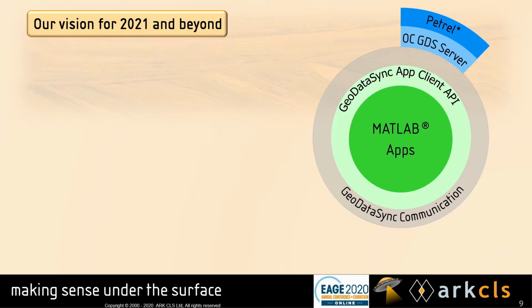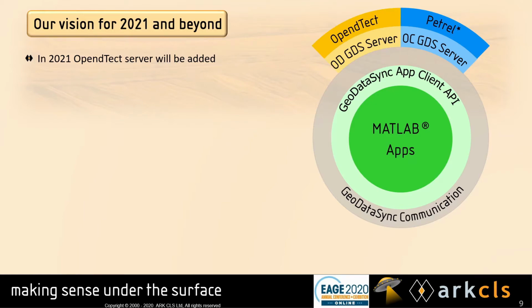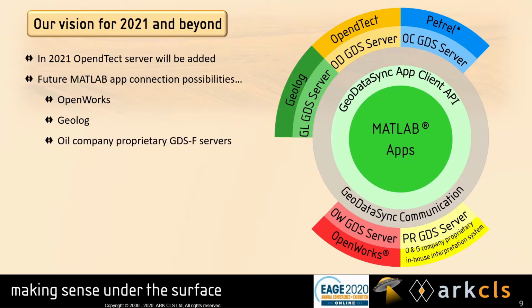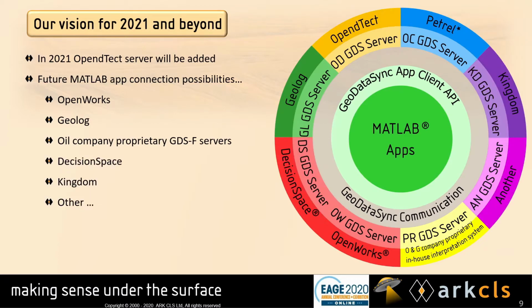So, where do we see this enhanced connectivity steering the energy sector towards in the future? The great flexibility of coding languages opens the door to a range of possibilities and, consequently, does not solely limit the GeoDataSync framework to just Petrel. In 2021, ARK CLS plans to release an OpenDTEC GeoDataSync server. We are also very likely to add an OpenWorks GeoDataSync server. We could also develop a GeoDataSync server for Geolog, or a server to work with a proprietary oil company developed core system. Other servers could include Decision Space and Kingdom.